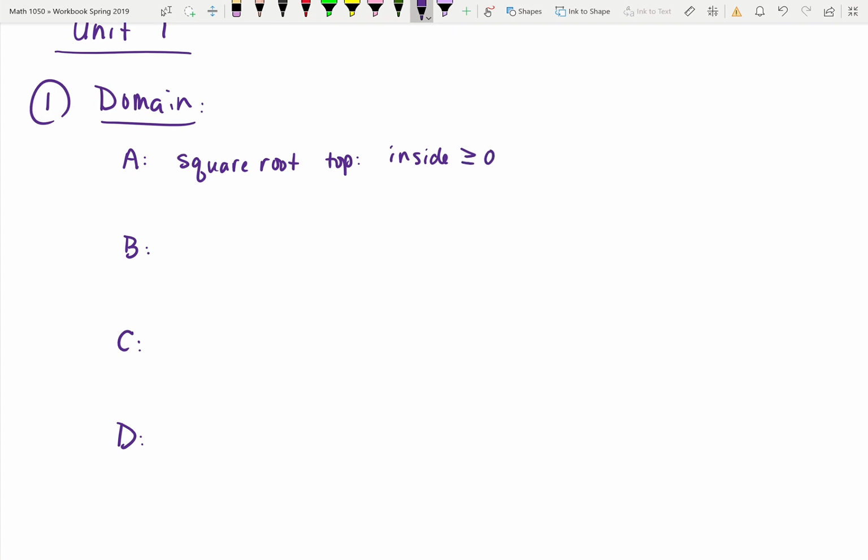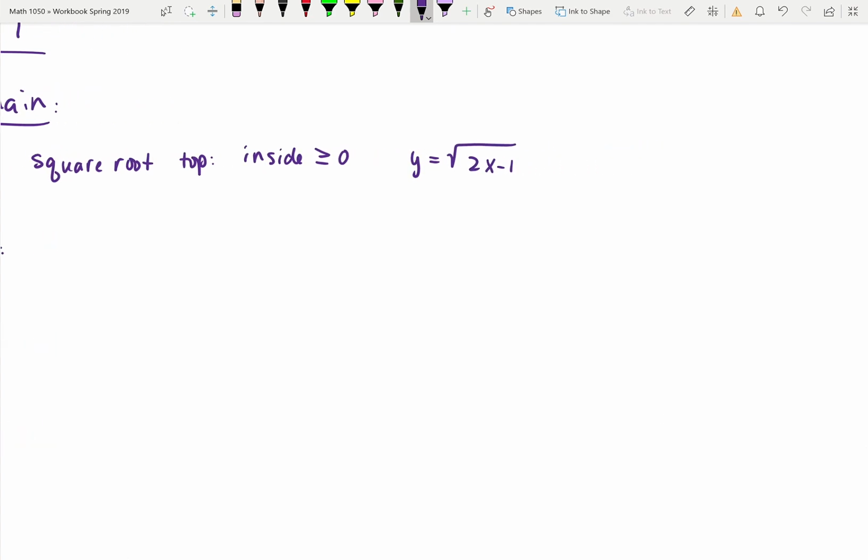Let me give you an example. y equals the square root of 2x minus 1. We have a square root. You can't have a negative inside of there. So 2x minus 1 must be greater than or equal to 0. So 2x must be greater than or equal to 1. So x must be greater than or equal to 1/2. That's it.